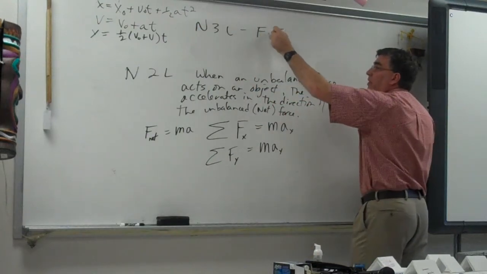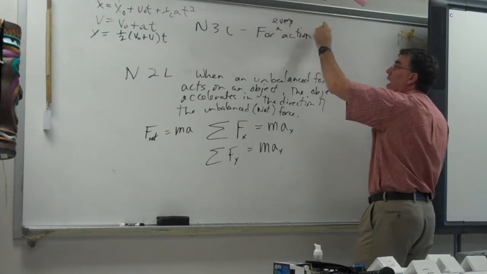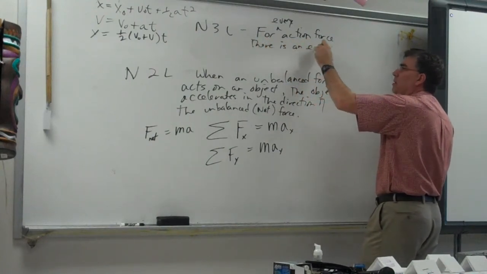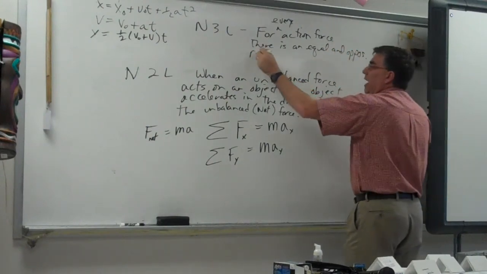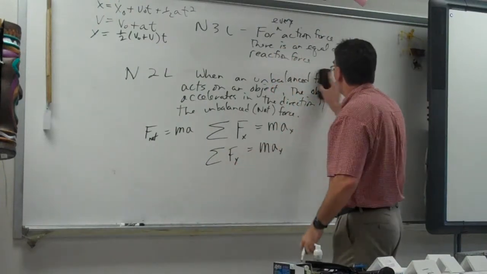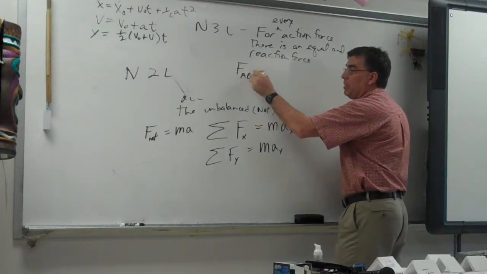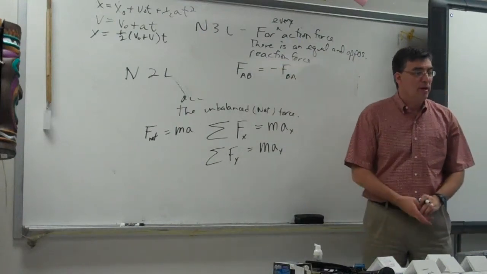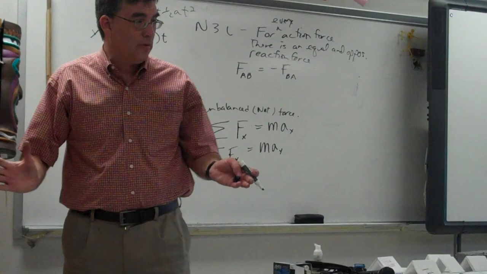N3L says for every action force, there is an equal and opposite reaction force. Now this idea makes rockets work. You basically say the force of object A on B is equal to minus the force of object B on A. What this means is if I apply a force to something, it applies an equal and opposite force back.